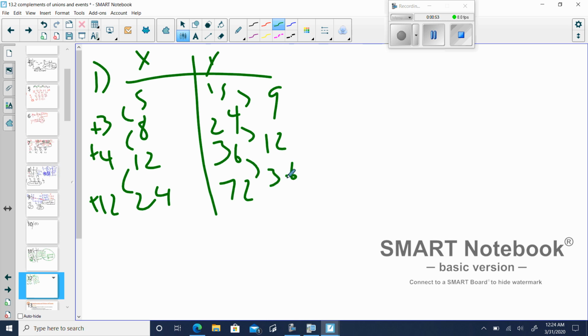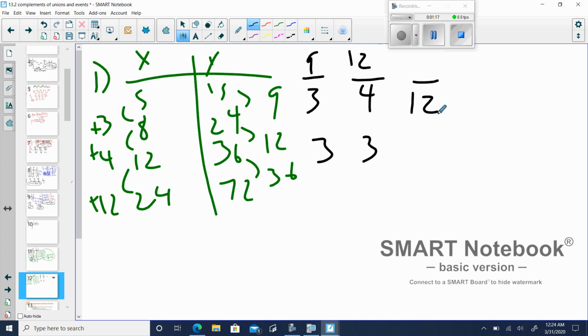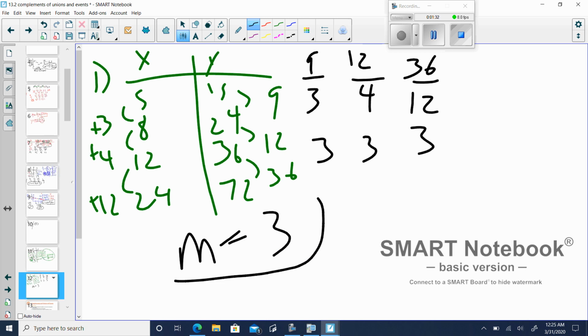All right, so what do we have right here? So if we go up 3, and our y, we're going up 9. Right, so let's take a look at that. So from 5 to 8 and 15 and 24, it's 9 over 3. From 8 to 12, right, we're going up 4. From 24 to 36, we go up 12. So 3, 3, and then here we go up 12, 36. So 36 divided by 12 is 3. So guys, it certainly looks like we do have a linear relationship, and our constant rate of change, which is our slope, is 3.